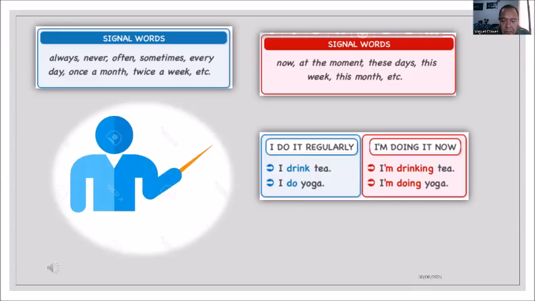We use the present simple for things that we all usually do, and we use the present continuous for things that we are doing now.